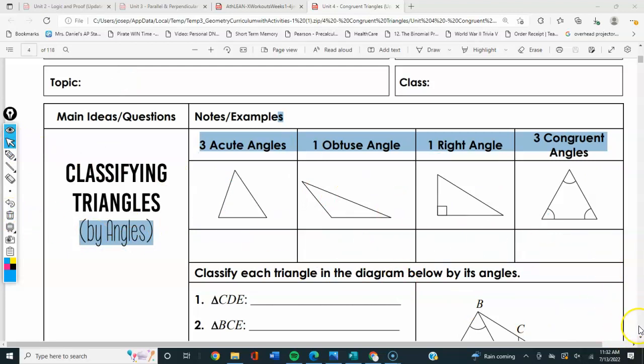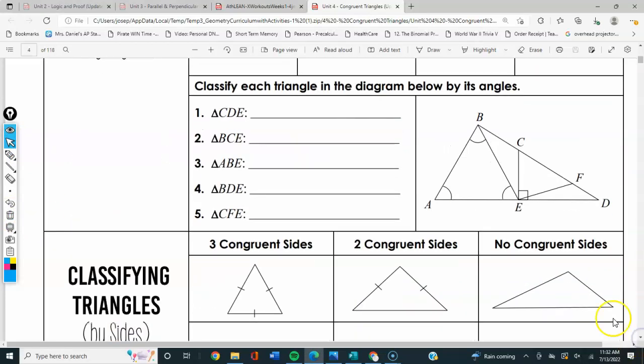Alright. Let's classify these triangles by their angles. First one we're going to look at is CDE. So this triangle right here, the blue one, it's kind of sad. I look at CED. There's a little triangle in there, but we're going to ignore it. I look for my biggest angle, and that's right here. So my biggest angle is a right angle. So that would be a right triangle.